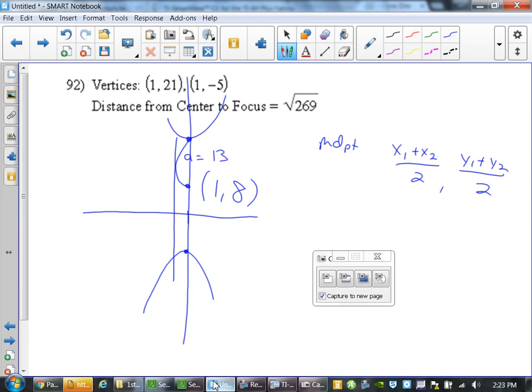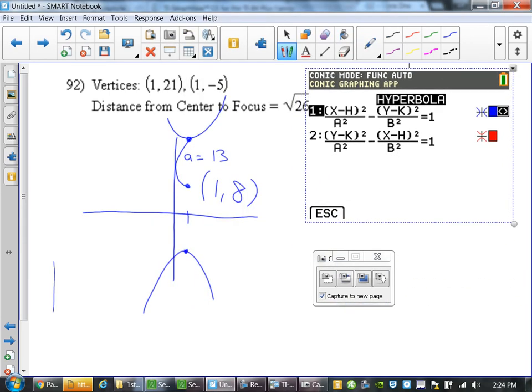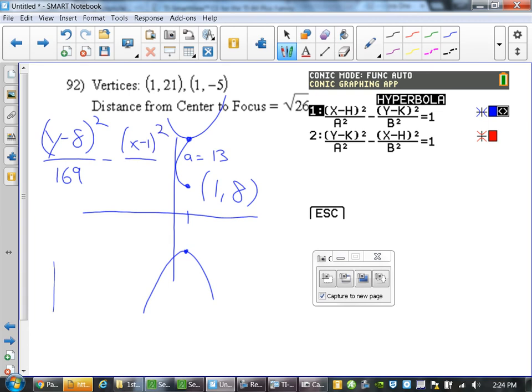So we know that the value of A is 13. Since the hyperbola is going up and down, hyperbola equations that are up and down have the y value come first. So I know it's got to be y minus 8 quantity squared over a squared, which is 169, minus x minus 1 quantity squared over whatever our b value is.